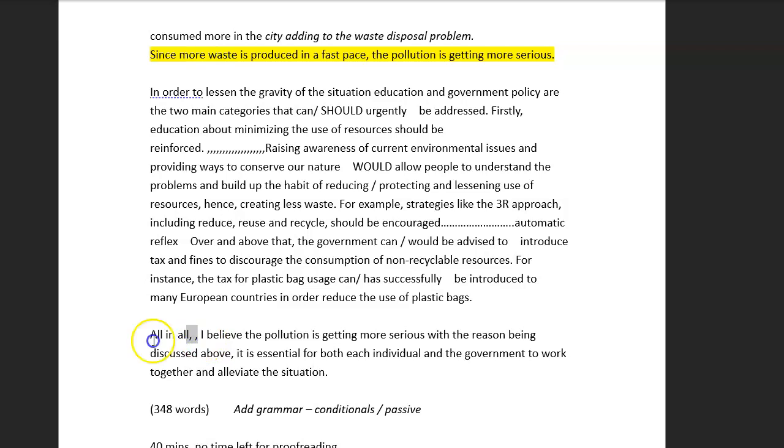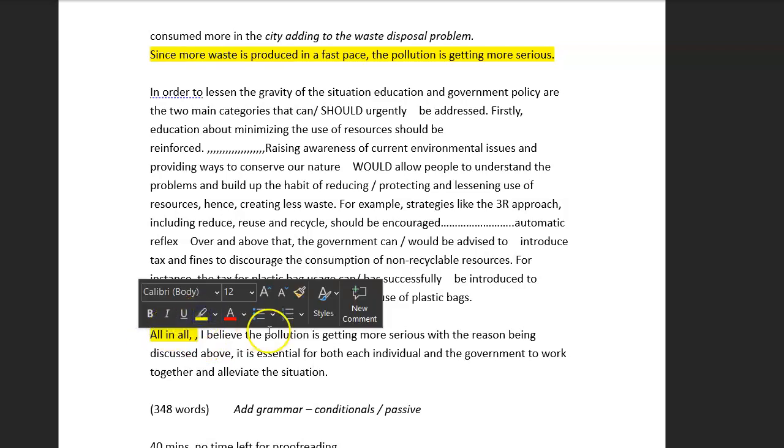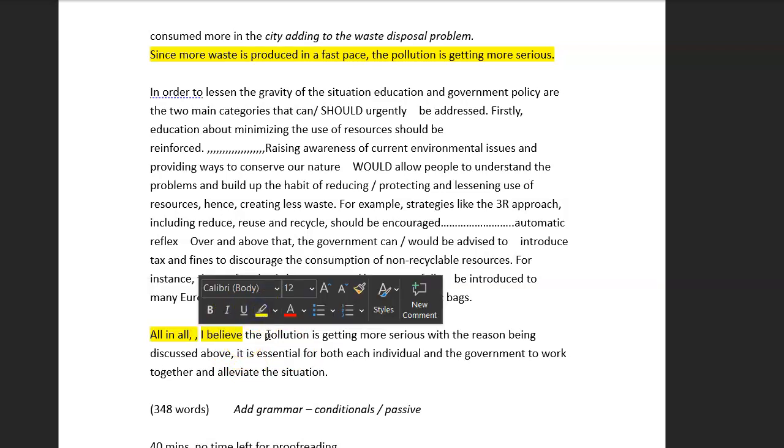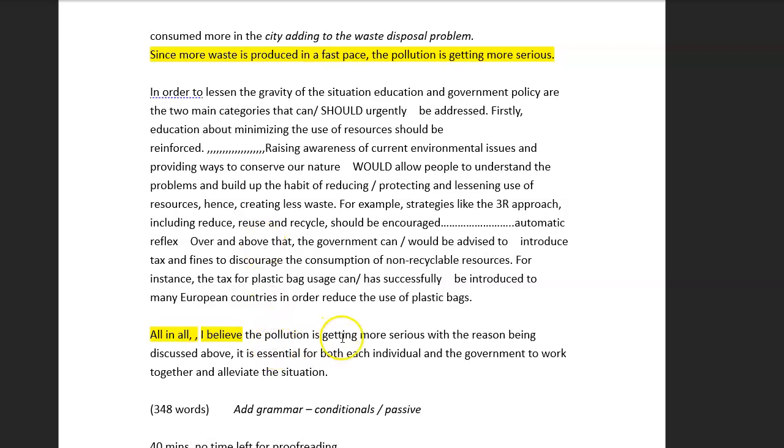All in all, in conclusion, okay, I believe pollution is getting more serious. Okay, you can have that. You don't have to, as I say. There is no doubt that waste, so go back to what you said, waste pollution is getting more serious and more serious. Although you could have a nice, although, or, and in the future, or in the immediate future, it's essential for both individual and government to work together to alleviate this situation.